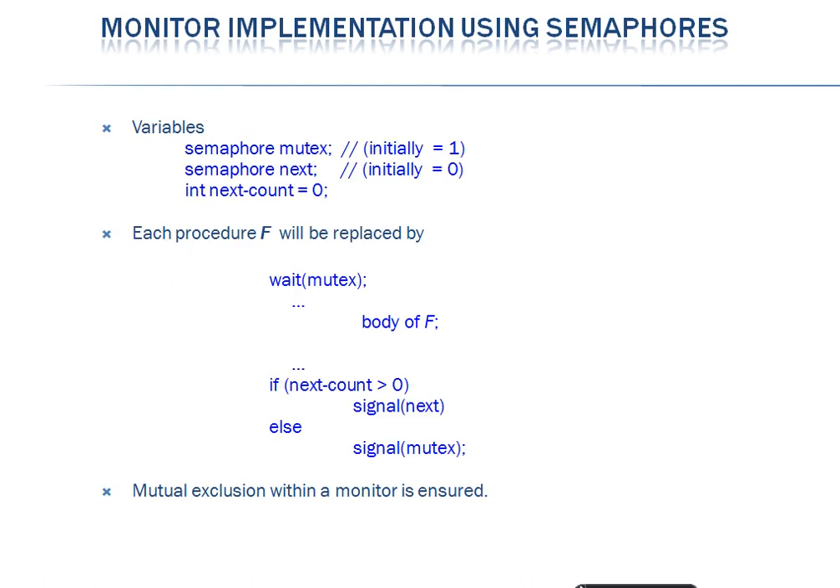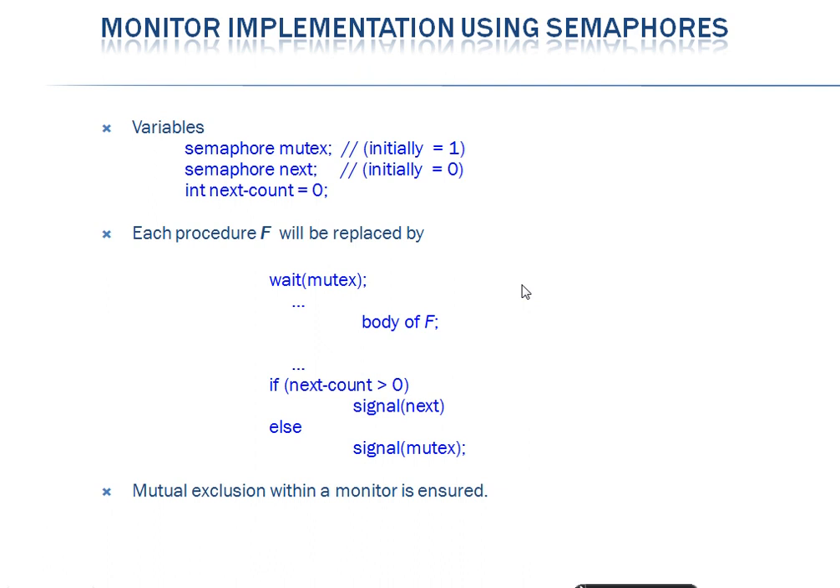Here we have an implementation of monitors using semaphores. The variables include semaphore mutex, which is initialized to 1, semaphore next, which is initialized to 0, and an integer counter next_count, which is again initialized to 0.